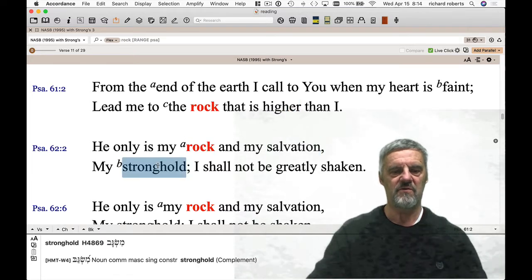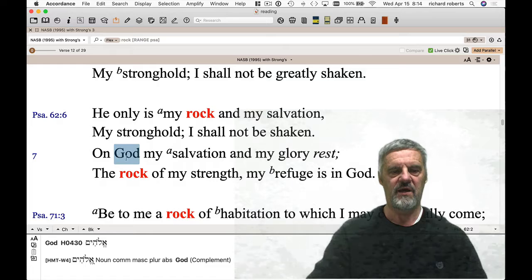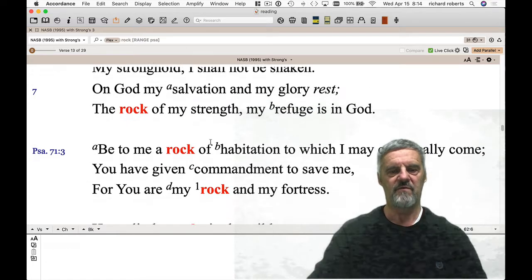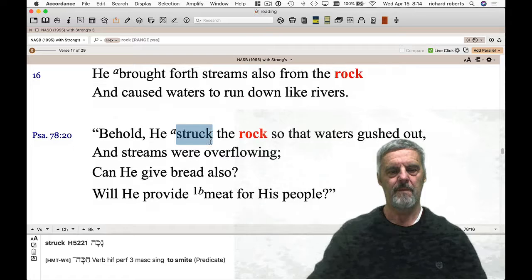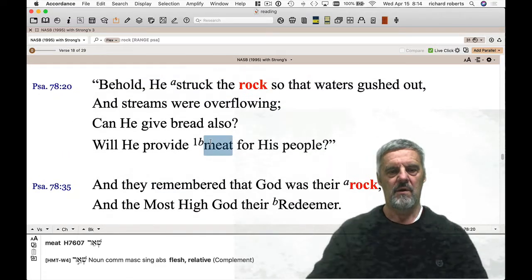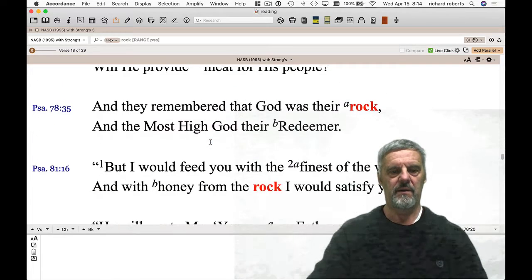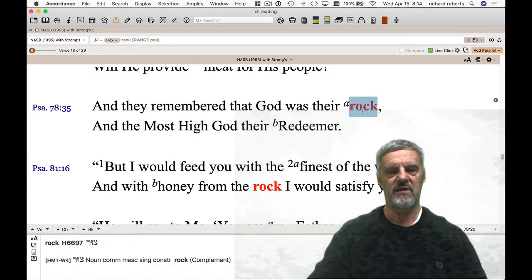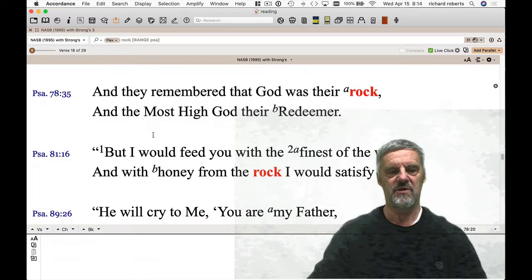Rock, salvation, stronghold. So again, as you go through Psalm 62:7, the rock of my strength, my refuge, we see the correlation between rock and refuge. And here we have God was their rock, the Most High their Redeemer. Got rock and redemption there.